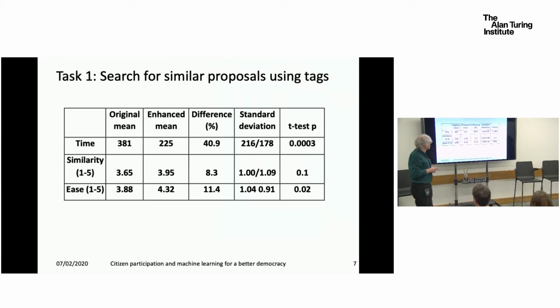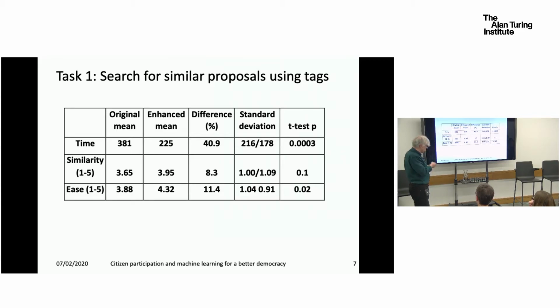We also asked the participants to rate the similarity of the proposals that they found using either version, in either condition. And again, we had a difference in the means between the original and enhanced versions, 3.65 to 3.95, a percentage difference of 8.3, very similar standard deviations. In this case, the p-score was 0.1, which is generally held not to be statistically significant in these kinds of tests. Usually 0.05 would be the benchmark you'd use. So we don't see a statistically significant difference there.